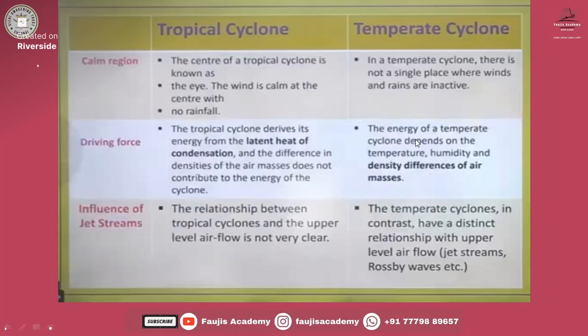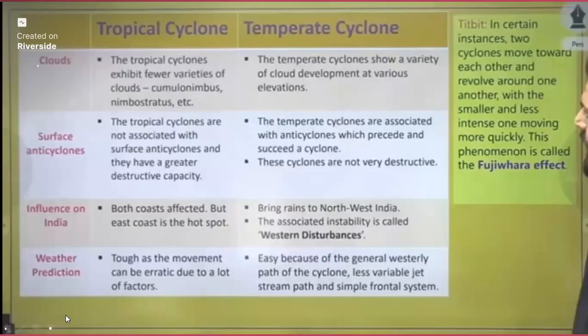And in the temperate cyclone we have temperature, humidity, and density differences of air masses. Then jet stream: if the jet stream comes into the tropical cyclone area, it will die. The relationship between tropical cyclones and the upper level air flow is not very clear, whereas in the temperate cyclone we have a relationship with the jet stream and also the westerlies. Then cloud formation. In the tropical cyclone we have cumulonimbus, nimbus, etc., and in the temperate cyclone we have various cloud formations. So various types of cloud development are there.